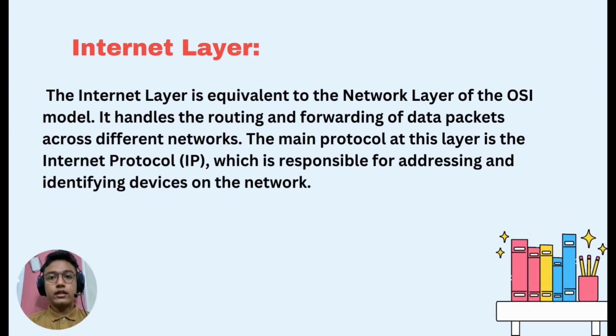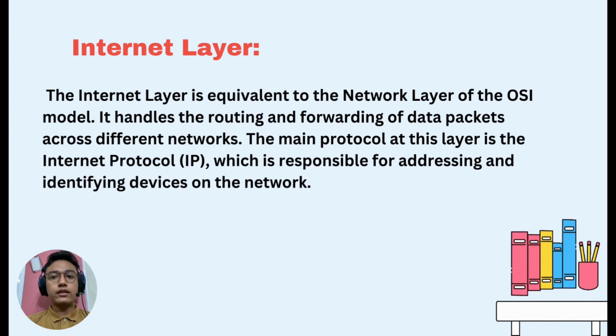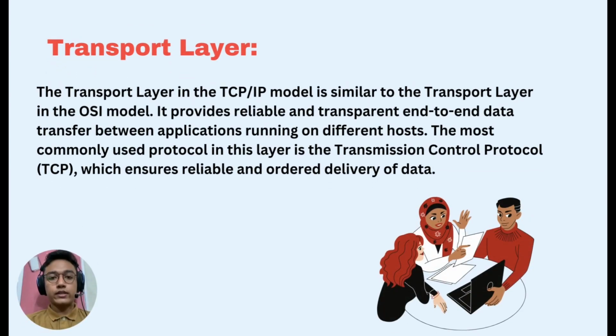Second, Internet layer. The Internet layer is equivalent to the network layer of the OSI model. It handles the routing and forwarding of data packets across different networks. The main protocol of this layer is the Internet Protocol, IP, which is responsible for addressing and identifying devices on the network.